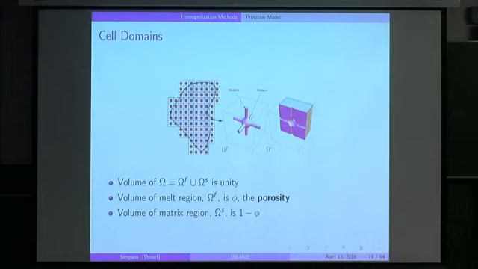And just notation, of course, so omega is the cell. We partition that into the fluid region and the solid region. The volume of the fluid region is normalized to be exactly the porosity. The volume of the solid region is 1 minus phi. There's an interface between the fluid region and the solid region.